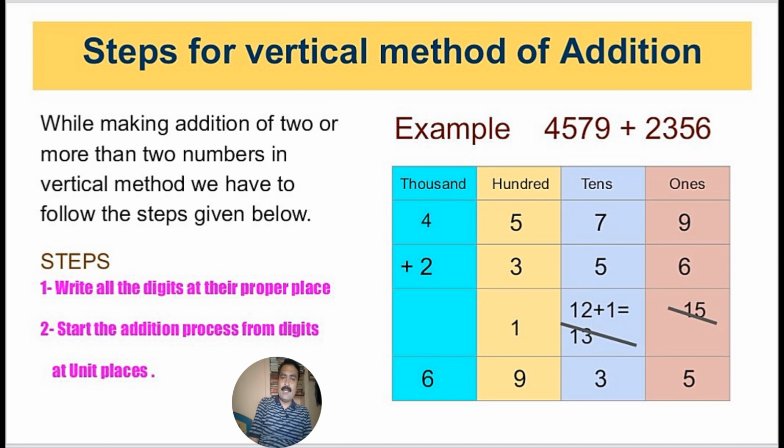And the second step: start the addition process from the digits at the unit place. After arranging the two or more given numbers in the vertical method, we have to start the operation of addition from the ones place, or unit place. To explain these two steps with an example, on the right side here I am taking one simple example in front of you. Let's read out that example.